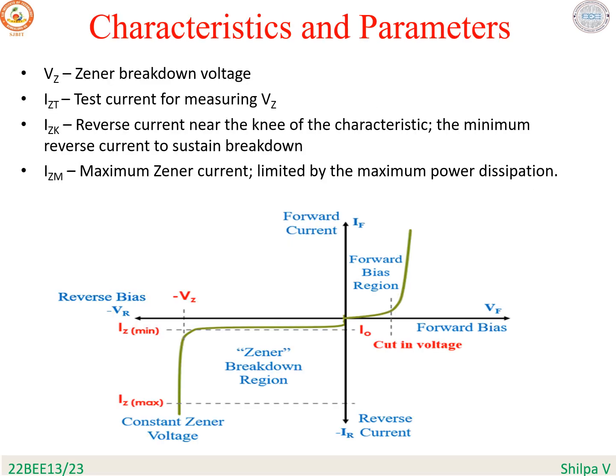The applications of the Zener diode: it can be used as a voltage regulating element in voltage regulators, in various protection circuits against high voltages, and as Zener limiters, clipping off the unwanted portion of the voltage. It can also be used as a clipper and as a voltage regulator. So these are some of the common applications of the Zener diode.